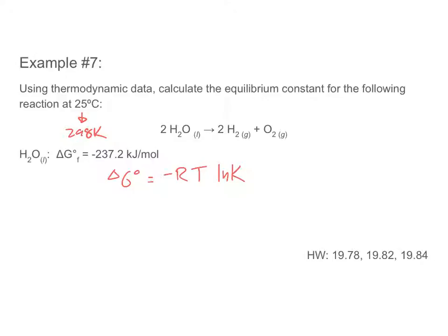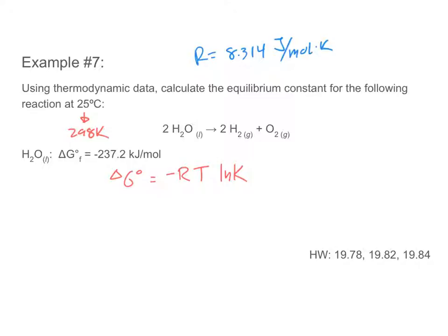We said that R is the ideal gas law constant, or the thermal gas law constant. So R is equal to 8.314 joules per mole per Kelvin. But we are given our change in free energy as kilojoules per mole. So we're going to want to change one of them, and since kilojoules happens to be the currency of chemistry, we are going to change this to kilojoules by essentially dividing by 1,000. So this will become 0.008314 kilojoules per mole per Kelvin.